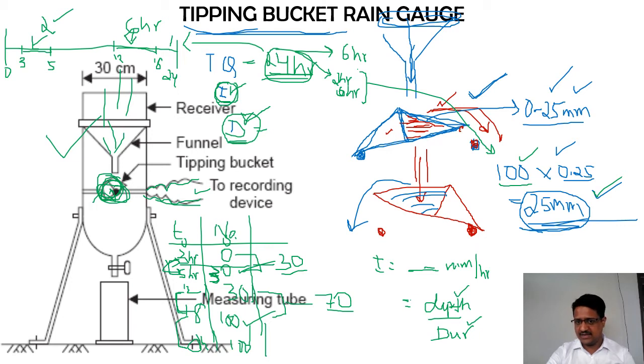Now if I check the calculation, what will I get here? Depth is how much for the first 2 hours? It is 30 tippings. So 30 tippings into 0.25 mm will give me some value. How much is it going to be? 2.5 for 10, so it is going to be 7.5 mm. So 7.5 mm of rainfall has occurred for these 2 hours. The duration is 2 hours, so 7.5 by 2 will give you the intensity of rainfall for the first section of rainfall.